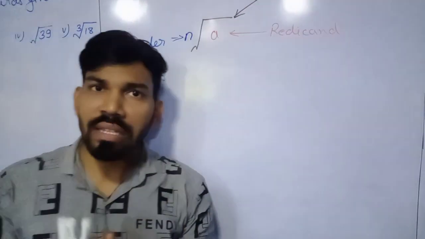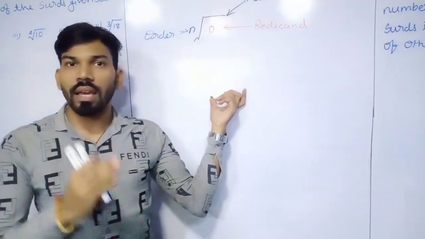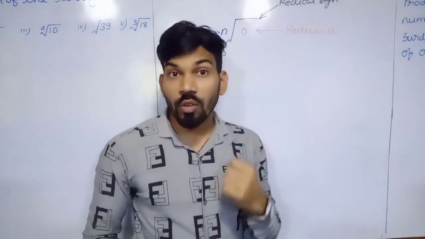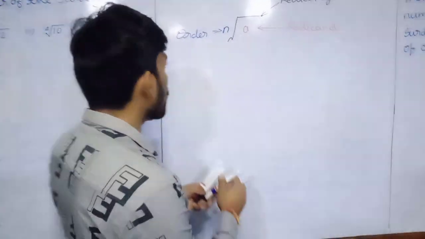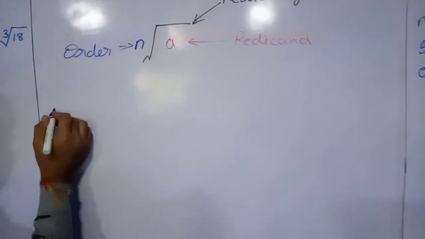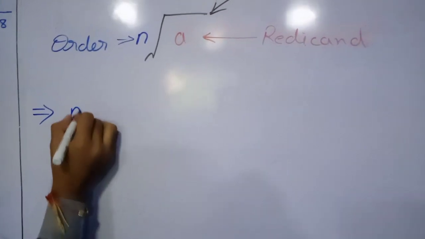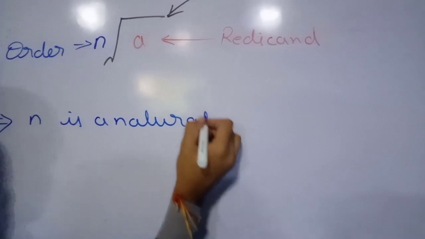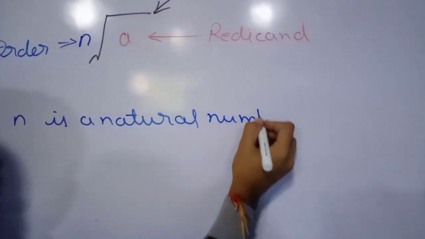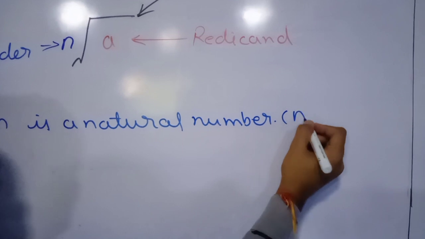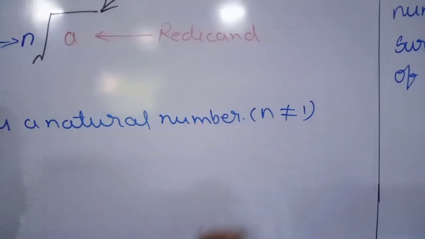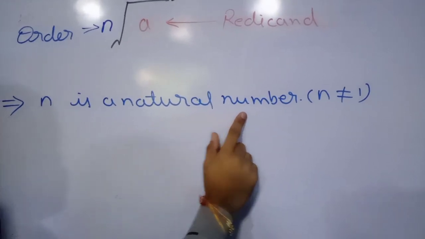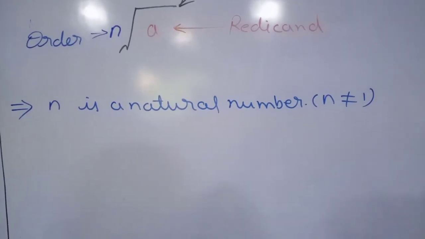Now, how can we say this is a surd or this is not a surd? On the basis of which concept are we going to decide? So there are a few concepts. The first one is that n is a natural number, but n is not equal to 1.